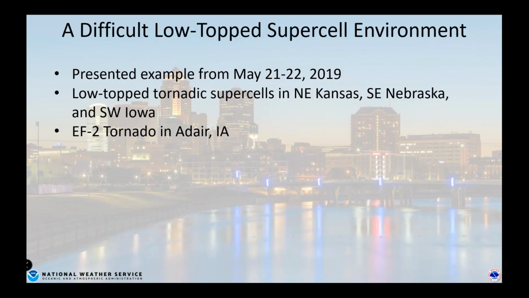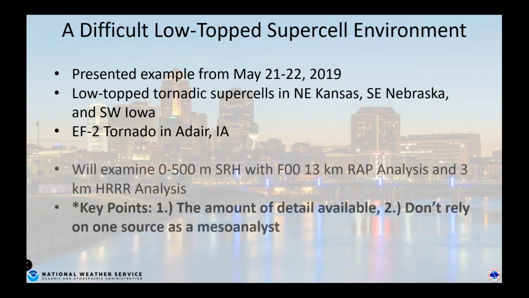So we'll start off with part one, and we're going to look at a somewhat difficult low-top supercell environment, at least from Des Moines' perspective. This was a little bit clearer for Northeast Kansas, but on May 21st and 22nd of 2019 last year, we had low-top supercells that moved from Northeast Kansas into portions of Northwest Missouri and then eventually into Southwest Iowa, where we had a brief spin up, but it wound up producing an EF2 tornado in Adair, Iowa, that unfortunately resulted in 2 fatalities.